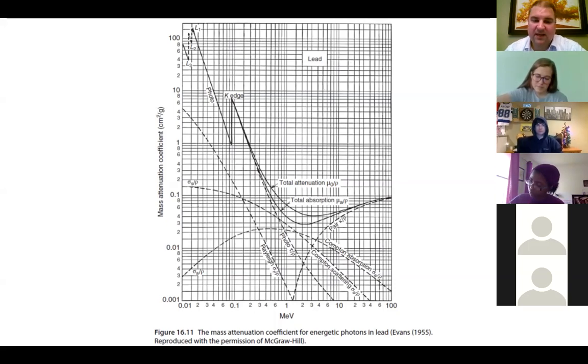There are other things that can happen, like Rayleigh scattering. We didn't really talk about that. That's kind of low in terms of probability, and it goes down as energy goes up as well. We have the Compton scattering. There's also something called Compton absorbance, and we also have the pair production. Overall, we would combine all of these interactions to figure out what our overall mass attenuation coefficient was.